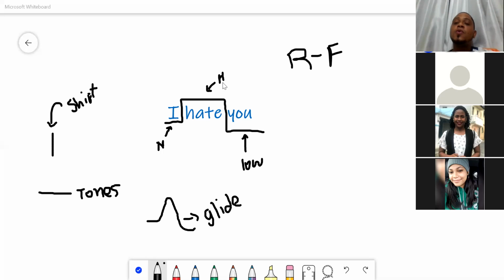So we need to have that very clear. Rising, falling means that in that sentence, you're going to have a high tone, and after the high tone, you're going to have low tone, from high to low, rising, falling. That's what it means.